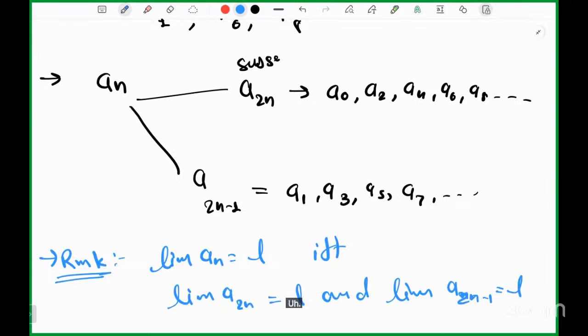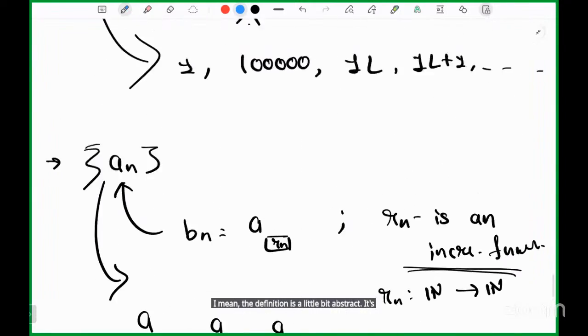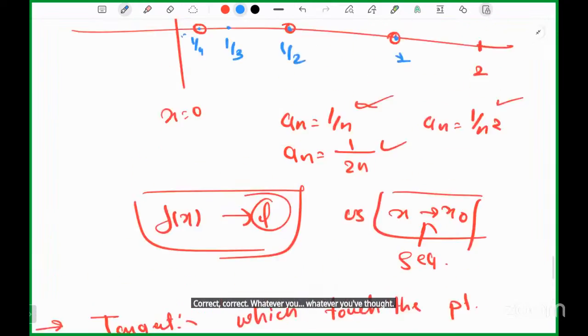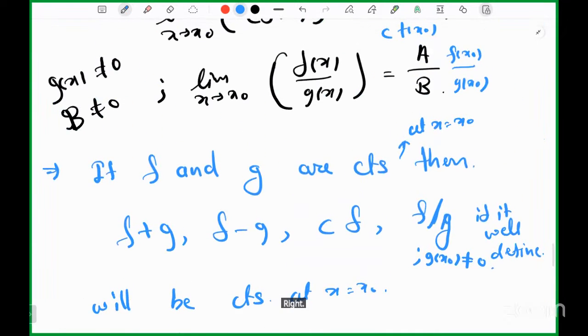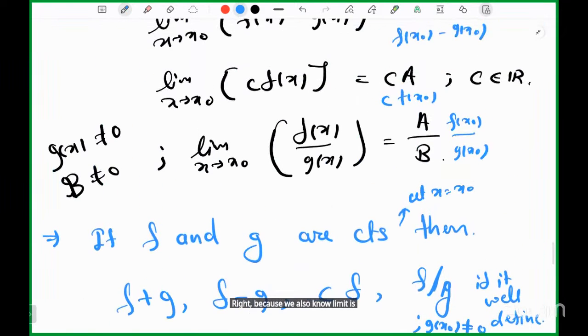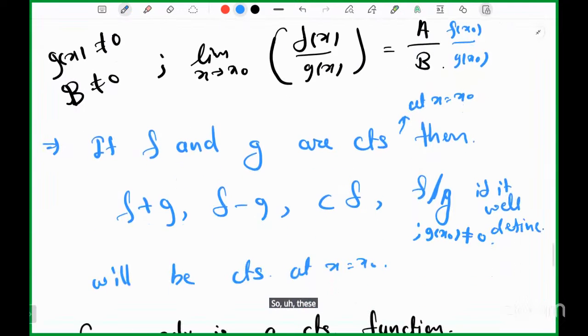Yeah, because in the content there are actually so many minor things left out. The definition is a little bit abstract. More than half was skipped in the content. That's why I'm asking, because we also know the limit will take a little bit of time to digest. You cannot find these in one book, I'll say.